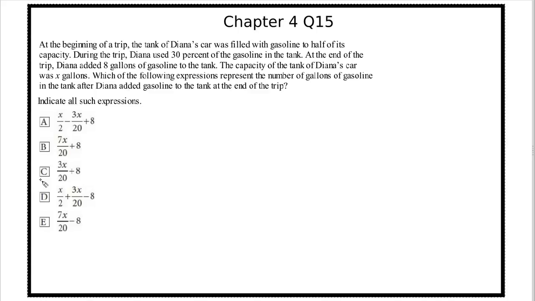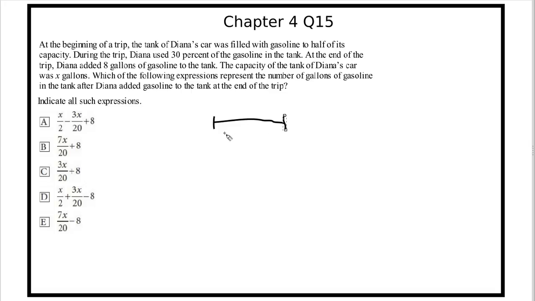We're still in the algebra chapter, and that's question 15. It says, at the beginning of a trip, the tank of Diana's car was filled with gasoline to half its capacity. During the trip, Diana used 30% of the gasoline in the tank. So I will draw this. I will make this my starting point, and she goes on a nice trip, and she finishes it.